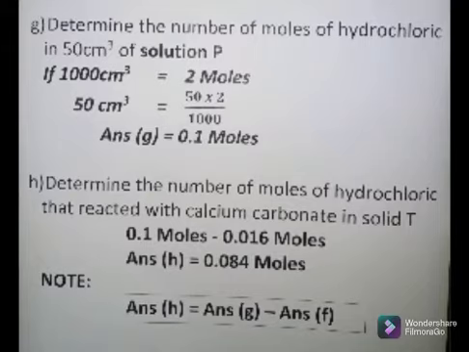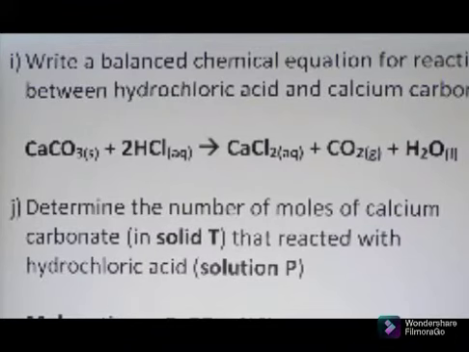The question I, we are supposed to write a balanced chemical equation for the reaction between hydrochloric acid and the carbonate. Good, with that one, as I've written for you, it is 1 mole of calcium carbonate reacting with 2 moles of HCl to get calcium chloride, carbon dioxide, and water. The ratio for reaction in this case, 1 mole of the carbonate reacts with 2 moles of the acid.